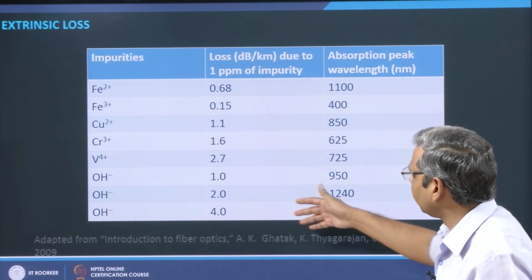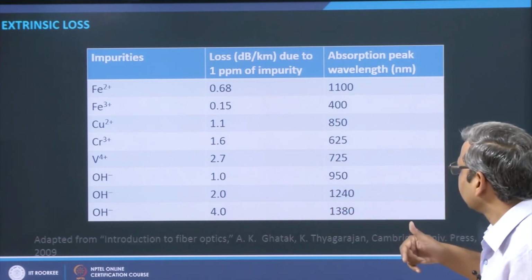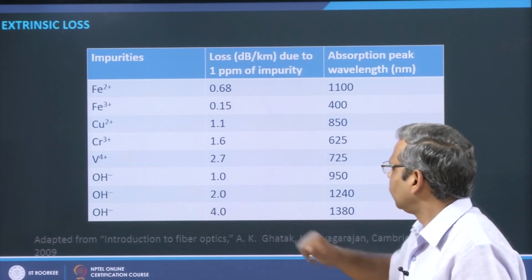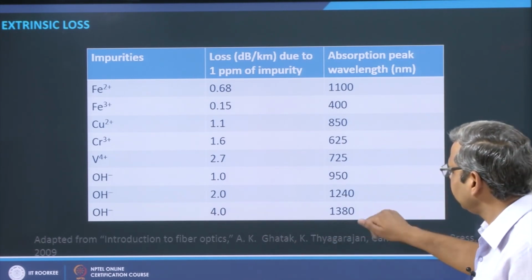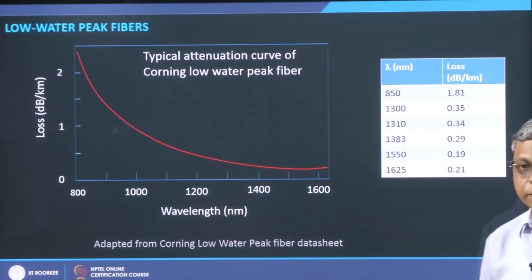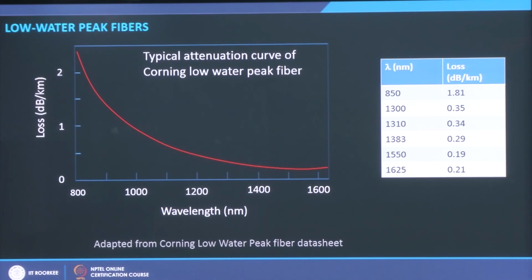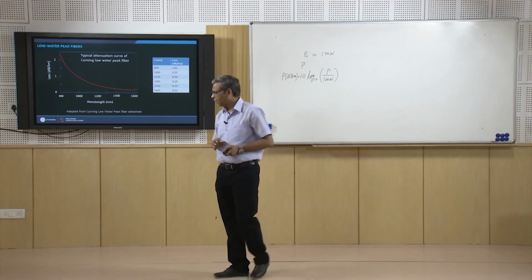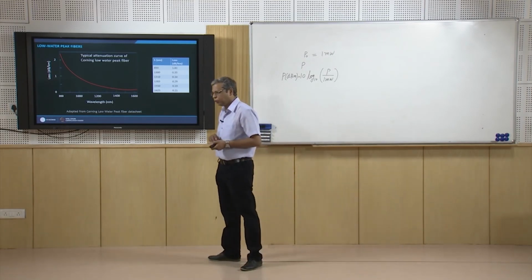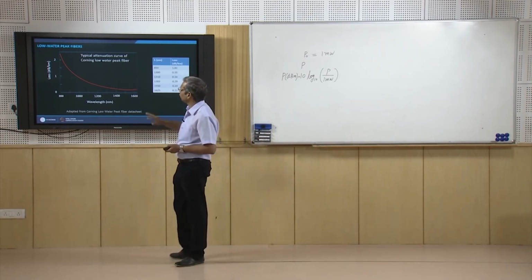And I see 2 very large water peaks here. Okay, out of 3, these 2 are very large. At 1240, 2 dB per kilometer, and at 1380 it is 4 dB per kilometer due to 1 ppm of impurity. But now tremendous advancement has taken place, and people have now got rid of most of the impurities and even the water.